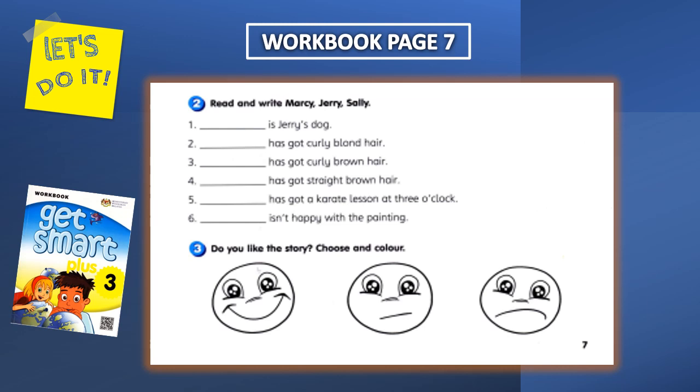Okay, the last one. Do you like the story? Choose and color. Choose only one. If you like the story, you just color this one. If the story is just okay, then you can color this one. If you don't like the story at all, then color this one, okay? Then you say, I like this story. The story is just okay. And the last one is, I don't like the story.